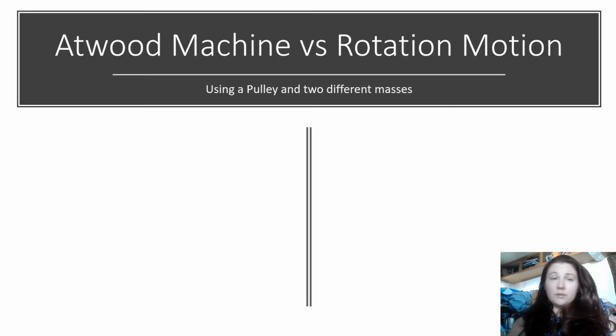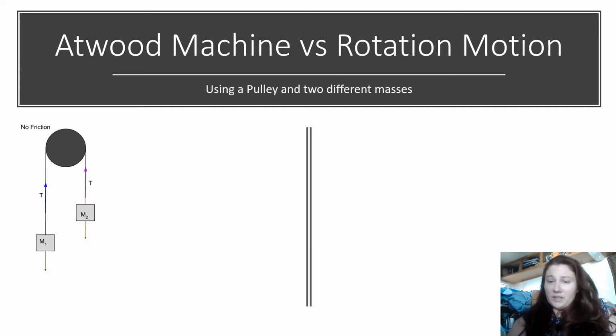Let's compare the Atwood machine versus rotational motion. We're using a pulley and we have 2 different masses. So first we need a diagram. This is the diagram of the Atwood machine. Pretty simple, pretty basic. It has no friction. We've got 2 tensions, 2 different masses, and gravity acting upon both of them.